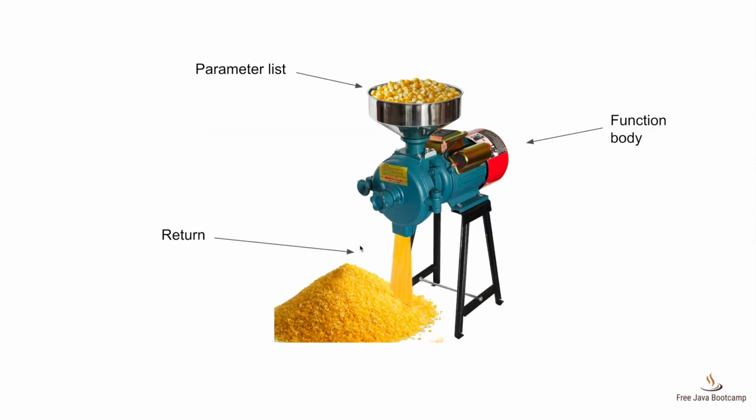I don't know if there are any questions up to here. I'm just trying to show you again what we're talking about. In programming jargon, we'll call this the parameter list. We'll call this the function body. We'll call this the return type, and the return statement is whatever is returned from the function.